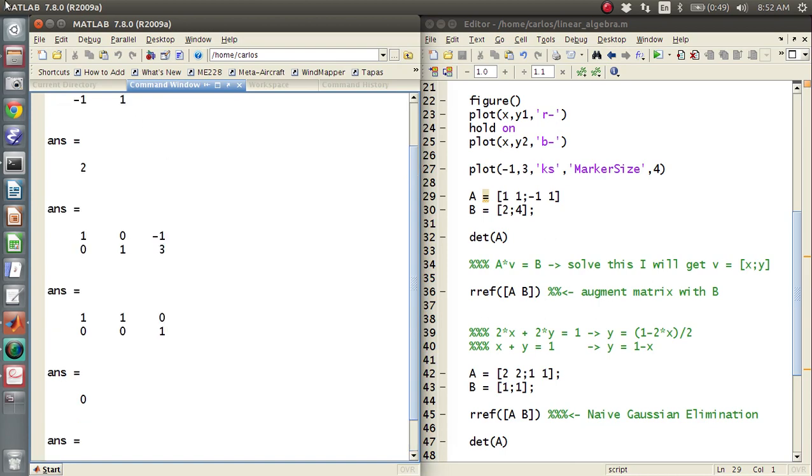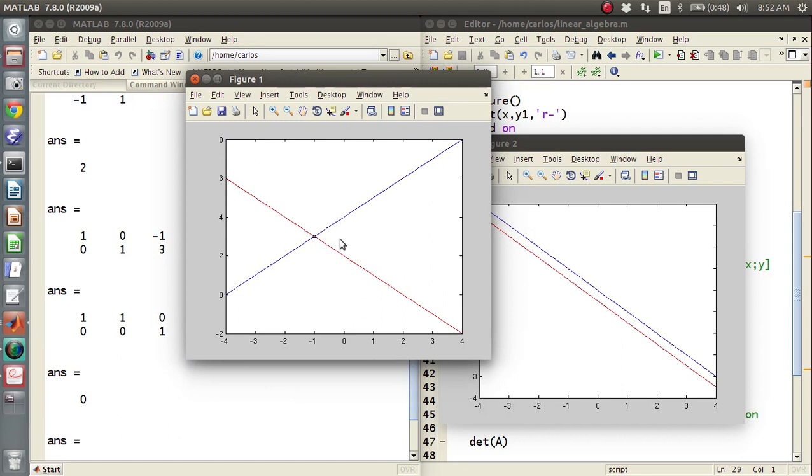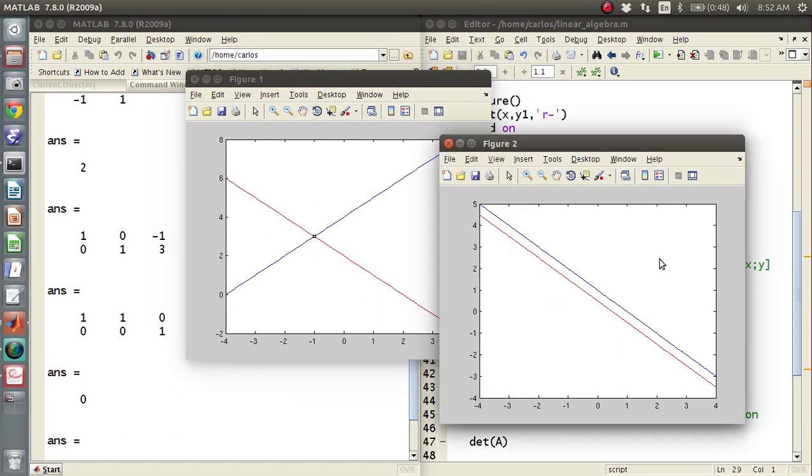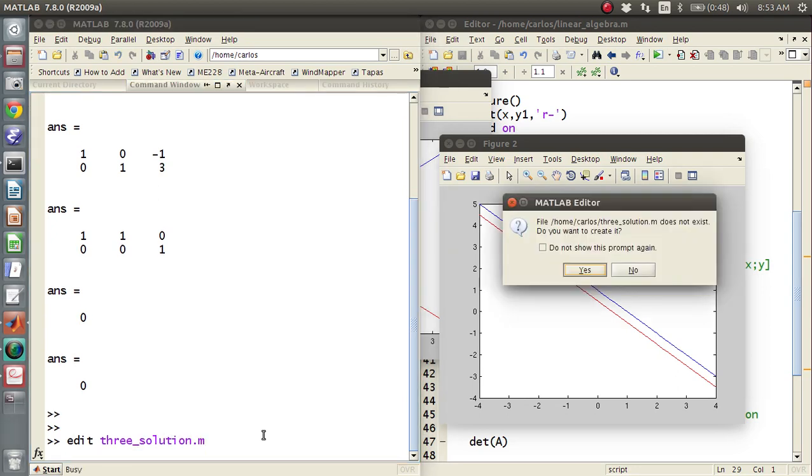So the moral of the story is, if your determinant is non-zero, it means the solution exists. If the determinant is 0, it means the lines are parallel and there is no solution. Now we can do this for a 3x3 as well. So let's do a 3 solution example.